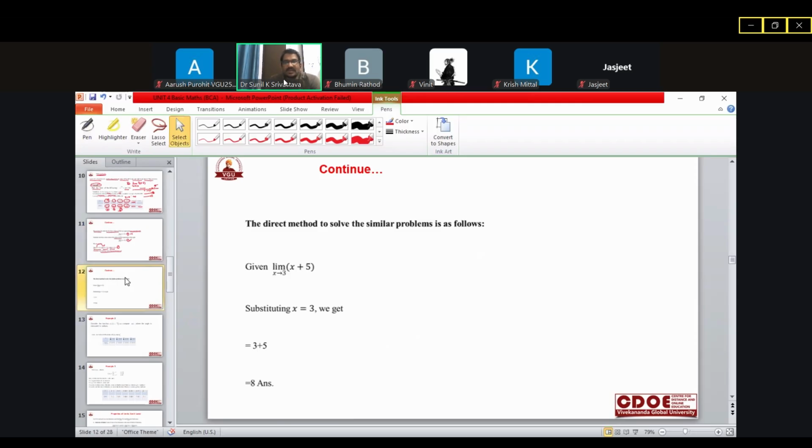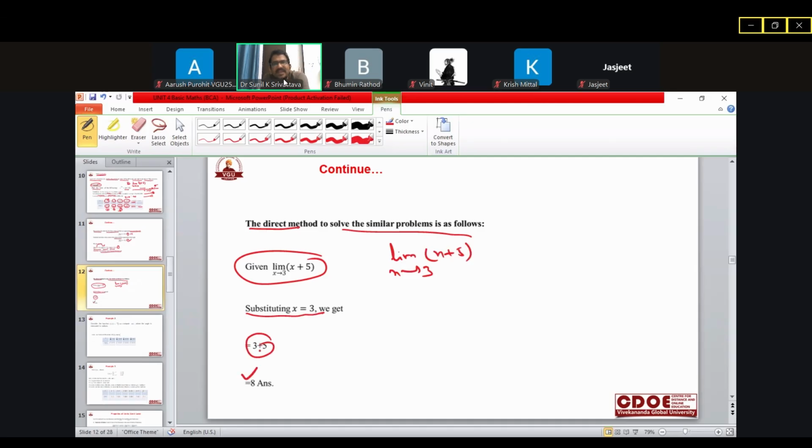We have some other direct methods to calculate the value of the functions. The direct method to solve a similar problem is as follows. Suppose we have the same problem: the limit of the function as x tends to 3, where the function is x plus 5. So we just put in the value of x, and we get the answer 8. That is the direct approach to the functions.